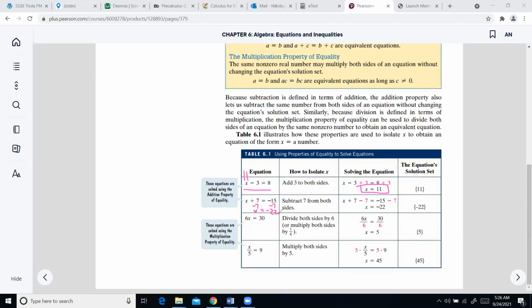So solving equations means to find x. And you can add the number to both sides. You can subtract the number to both sides. Or you can also divide, like here, you can divide both sides of your equation by 6, right? So you get x equals to 5. Divide by the same number, again, on both sides of your equation. So as long as you do same operation on both sides of equal sign, then it's fine.